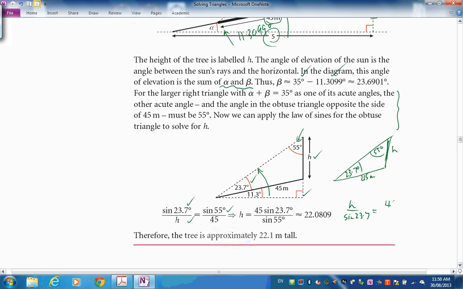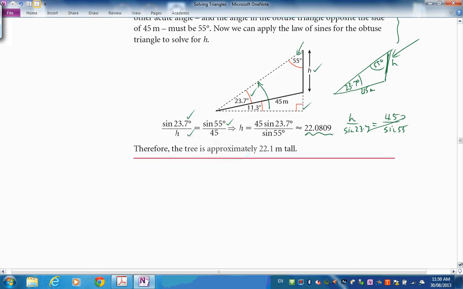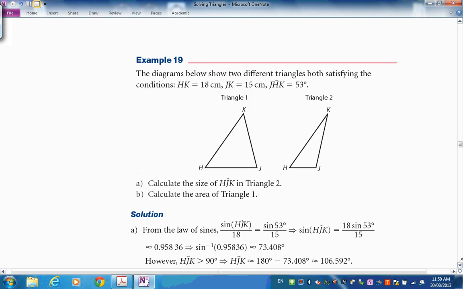Okay, with the sides on top. So we've gotten into a triangle that still doesn't have 90 degrees in it, but we are able to multiply across there and get this answer to 1 decimal place, or 3 significant figures, to be 22.1. That's a bit of a tricky one, working between a right angle triangle and a non-right angle triangle with our sine rule. Let's look at another one.